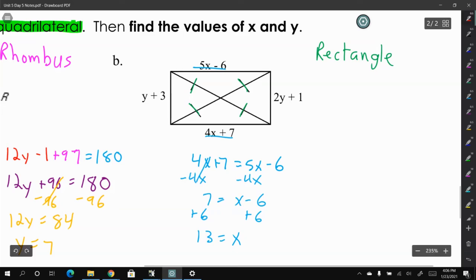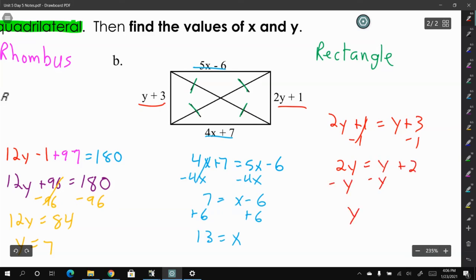And then we'll do the same thing with y. 2y plus 1 equals y plus 3. Okay, so then we'll subtract 1 from both sides. 2y equals y plus 2. And once we subtract y from both sides, we just get y is equal to 2.